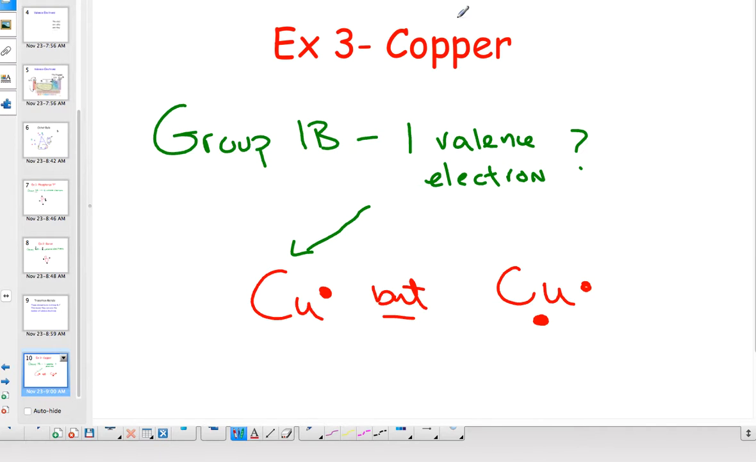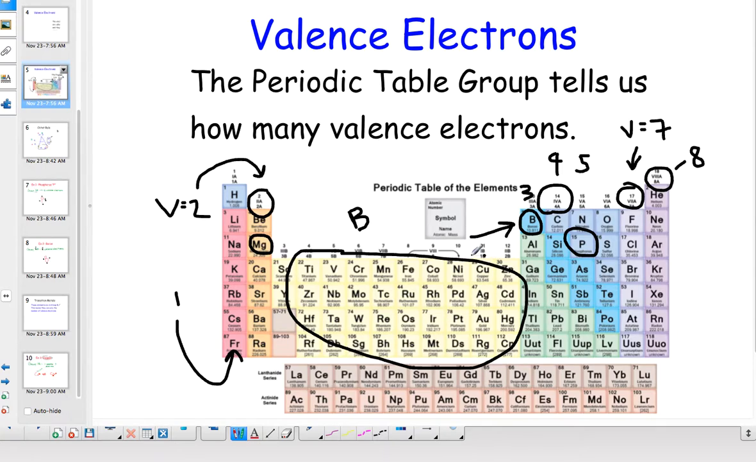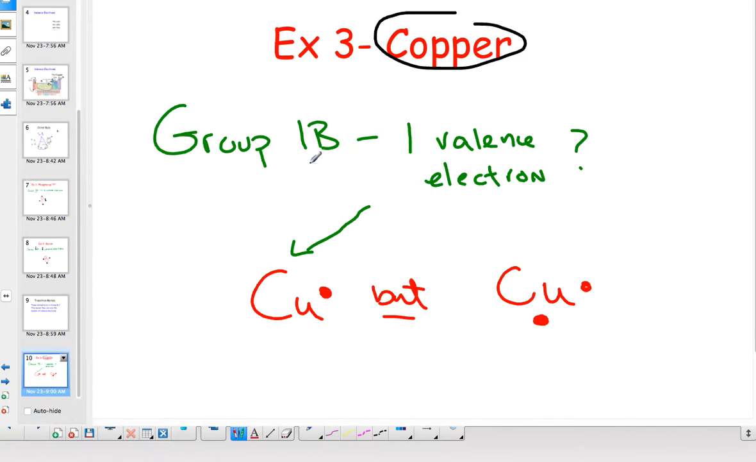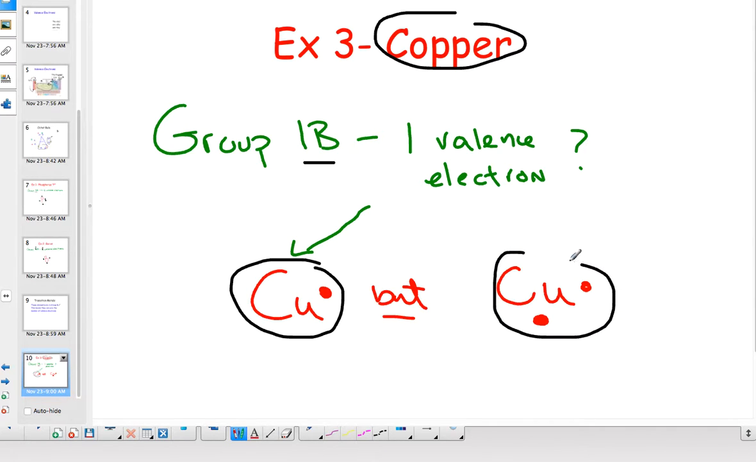Let's try one as an example. How about copper? Is that a transition metal? There it is right there. There's good old copper. Yeah, it's a transition metal. Okay, so let's take a look and see. Now, it's in group number 1B, which means if it was like the A groups, we would expect it would have 1 valence electron. If it had 1 valence electron, it would look just like that. Normally, that's how copper is, but there's a fair number of copper molecules that actually have a valence of 2. So if we drew it, we do it like that.